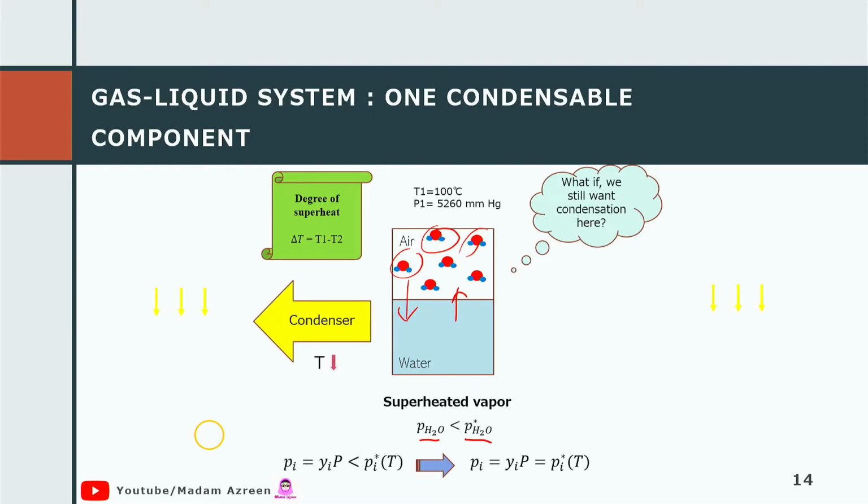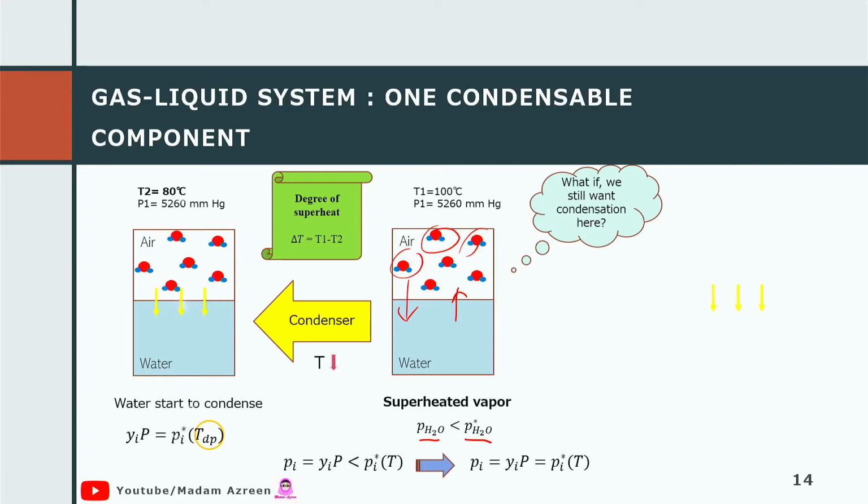The first method is to use a condenser, in which we reduce the temperature. As you can see here, initially the temperature is 100 degrees C, so we reduce it to 80 degrees C by using a condenser. Later on we will learn what a condenser is, not in this subject, maybe in a heat transfer subject. We reduce the temperature until one point at which the water starts to condense. At that temperature, we call it the dew point temperature. If we reduce further than the dew point temperature, all the water vapor will condense into liquid.